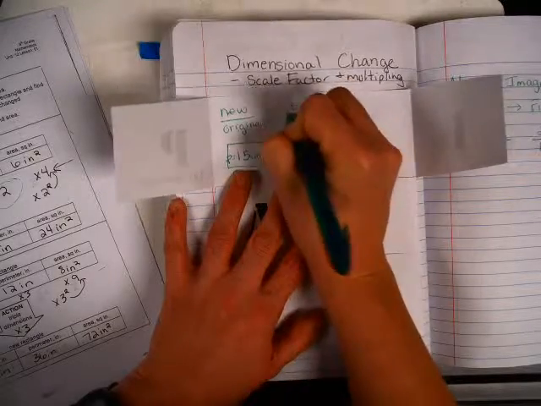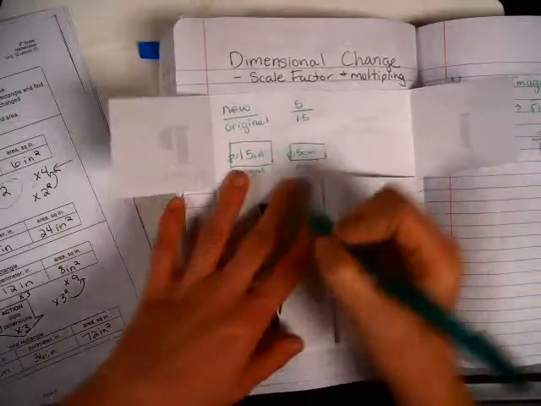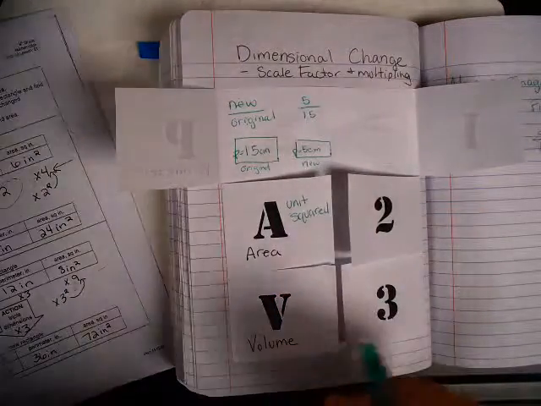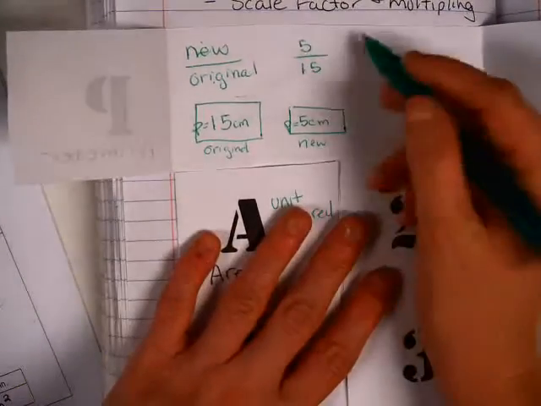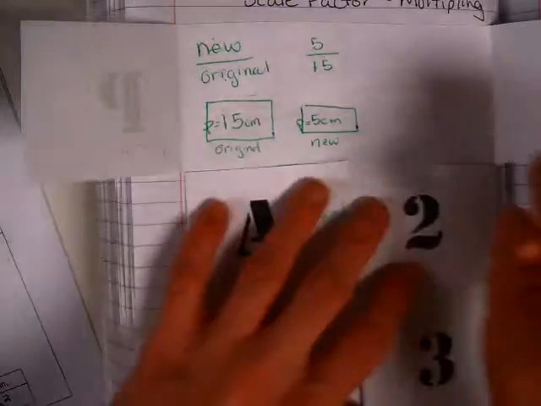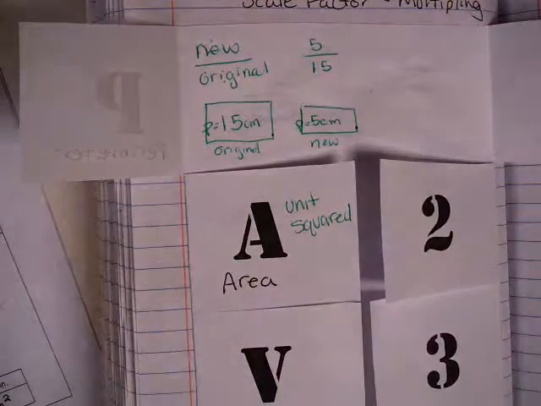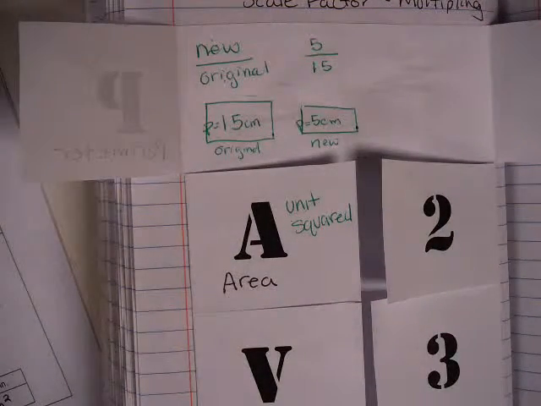So 5 over 15. You're going to put that into your calculator and simplify. How you do that is you go 5 over 15, get my calculator out.